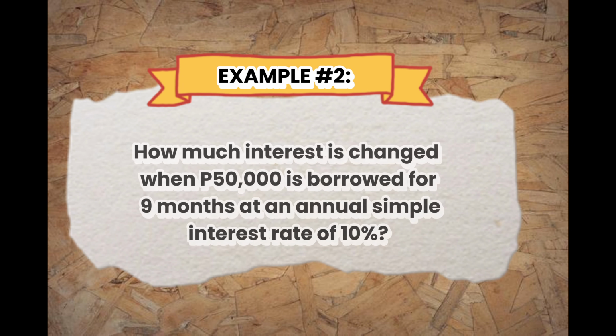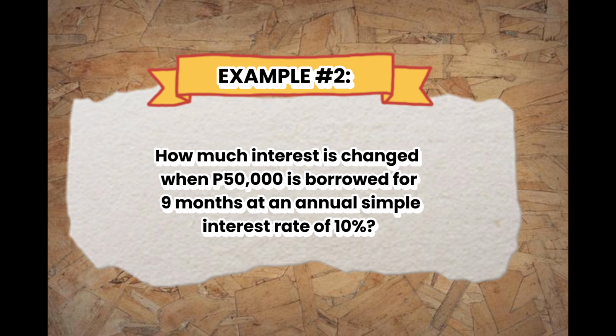So now let's proceed to our second example. The question is: how much interest is charged when 50,000 pesos is borrowed for 9 months at an annual simple interest rate of 10%? And when we solve it, we use the same procedure that we did in example number 1.